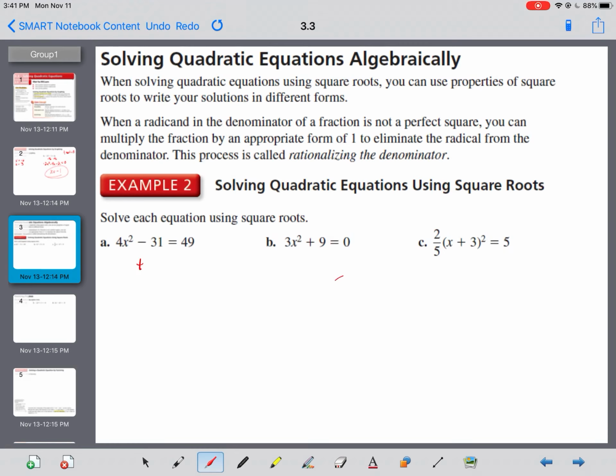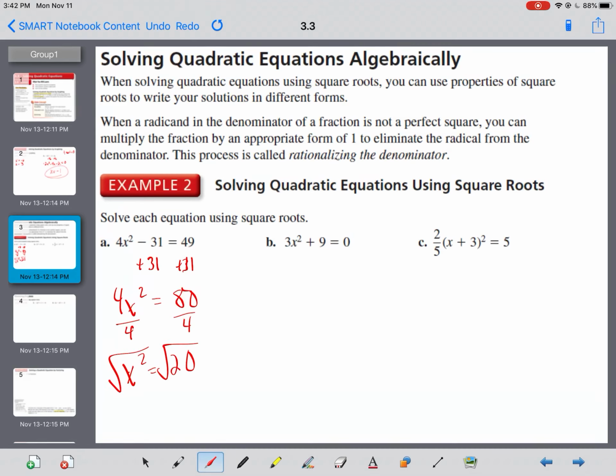So, move your 31. Okay, remember, SAD MAP, add, subtract, away. Start on the outside, work your way in. And we get 4x squared equals, let's see, 50, 60, 70, 80. Okay, equals 80. Divide by 4. Get the x squared by itself. X squared equals 20. And then we're going to square root.